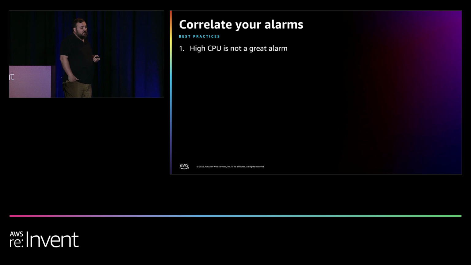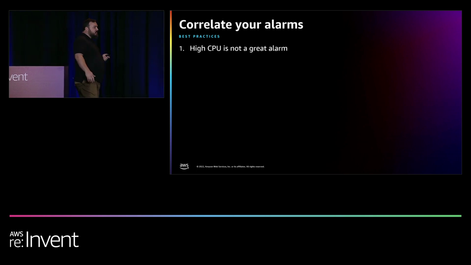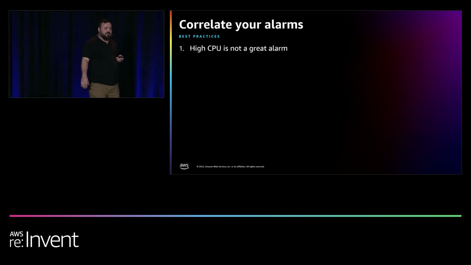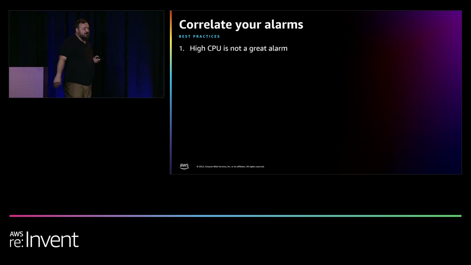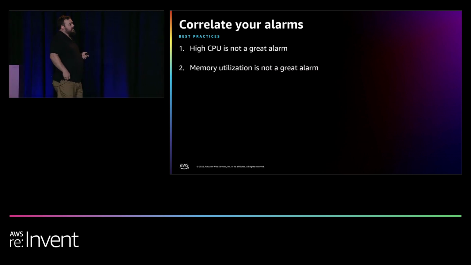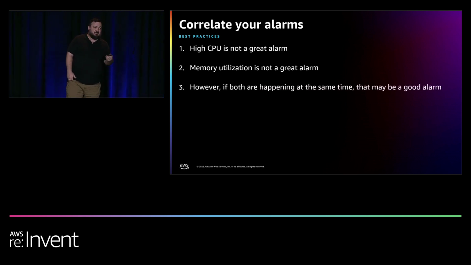Correlation is really important, right? If we think back, I'll use my .NET background, Windows web servers, right? So let's go back and think about those monolithic apps, right? High CPU is not a great alarm. Please don't ever alarm on high CPU. It does not tell you if the user's having a bad experience. Memory utilization alone may not be a good alarm either. However, both are happening at the same time.